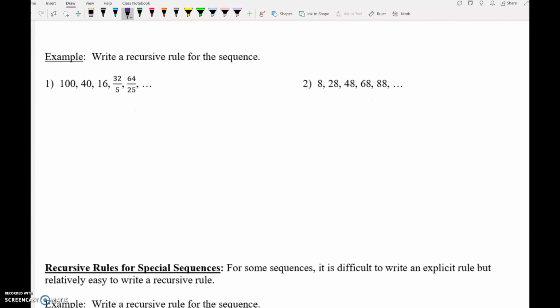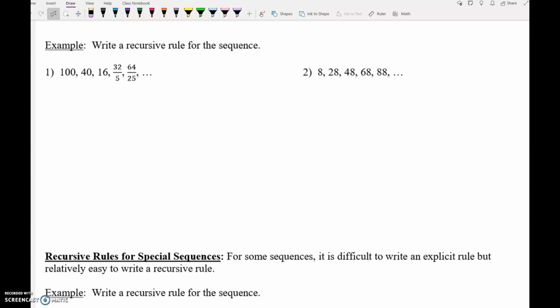So let's write a recursive rule for the sequence. First, we have to decide what's going on here. Are we adding or are we multiplying? This is the first time that we're combining both arithmetic and geometric into the same section, so we're going to have to really think about what's going on here.